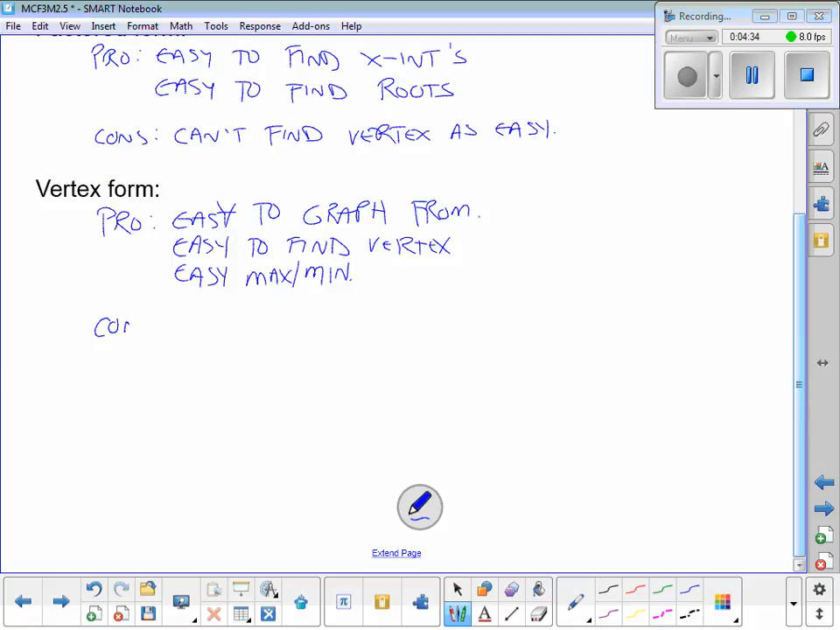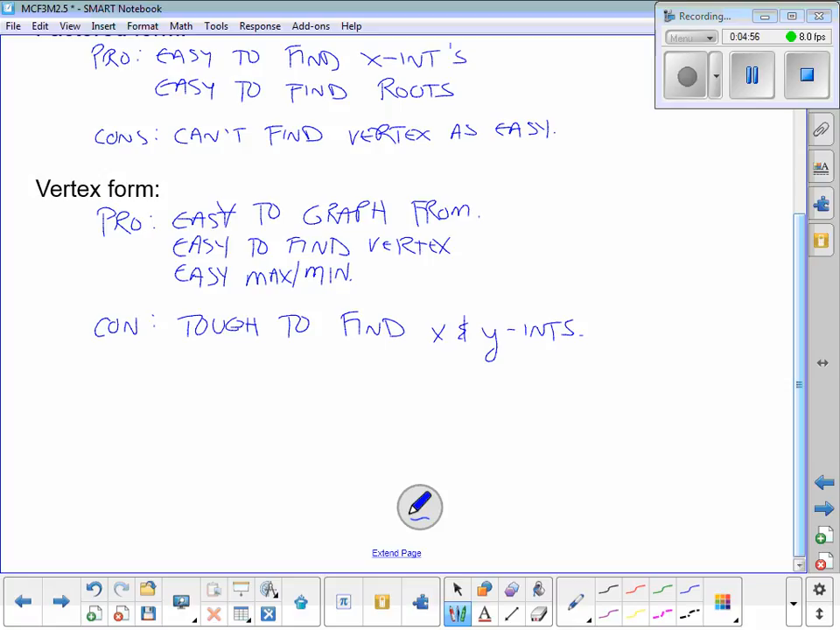The con to it, the downside to your vertex form: tough to find x-intercepts and y-intercepts for that matter. It's possible, I'm just saying it's not as easy. Tough to find x and y-intercepts.